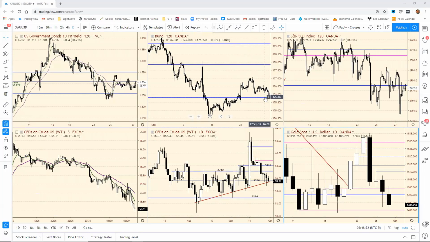Bonds are a little bit lower, which would drive yields a little bit higher, but it's not giving that much support here for the euro. 10-year yields are also moving a little bit higher.